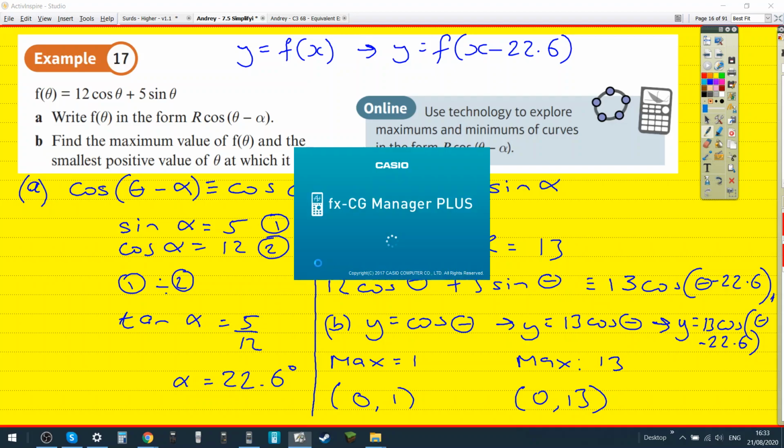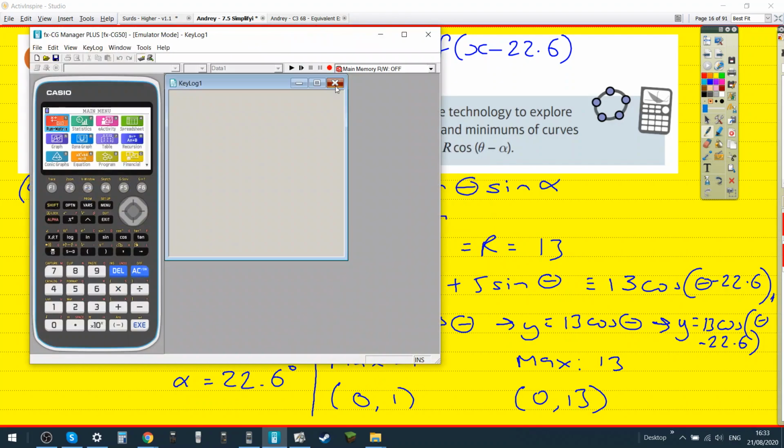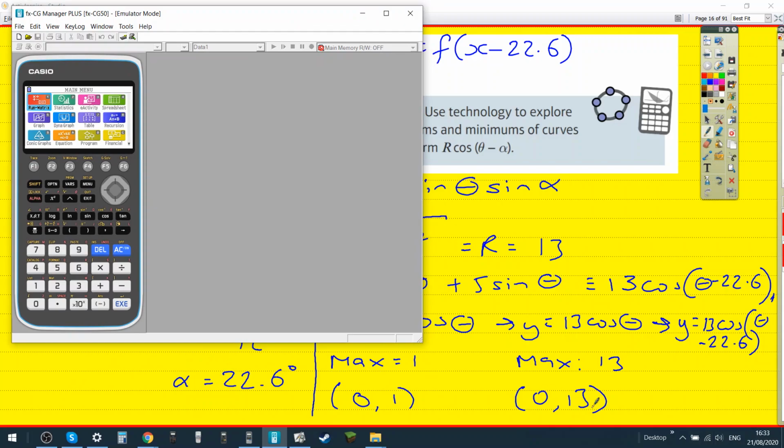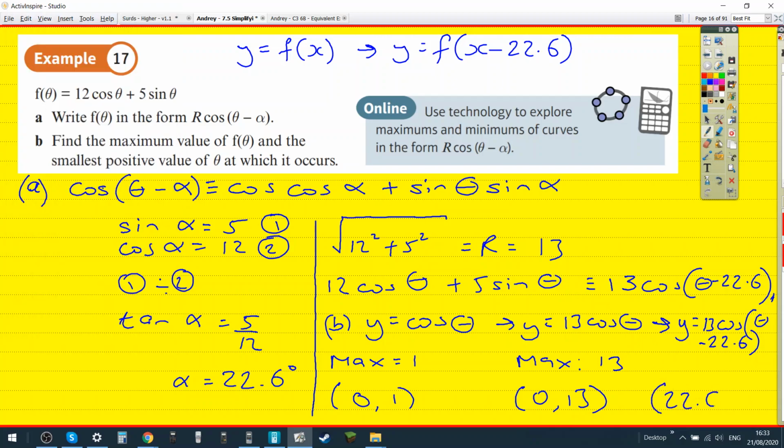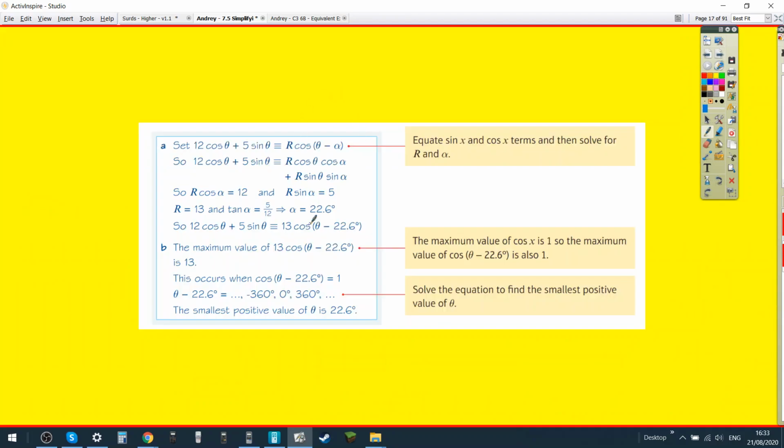So does that mean the x coordinate will go up by 22.6? Yep. And so the maximum for cos is usually 0, 1. For 13 cos it is 0, 13. And so if the x goes up by 22.6, what is the new maximum? 22.6 degrees and 13. So just a series of transformations. The maximum value is 13.